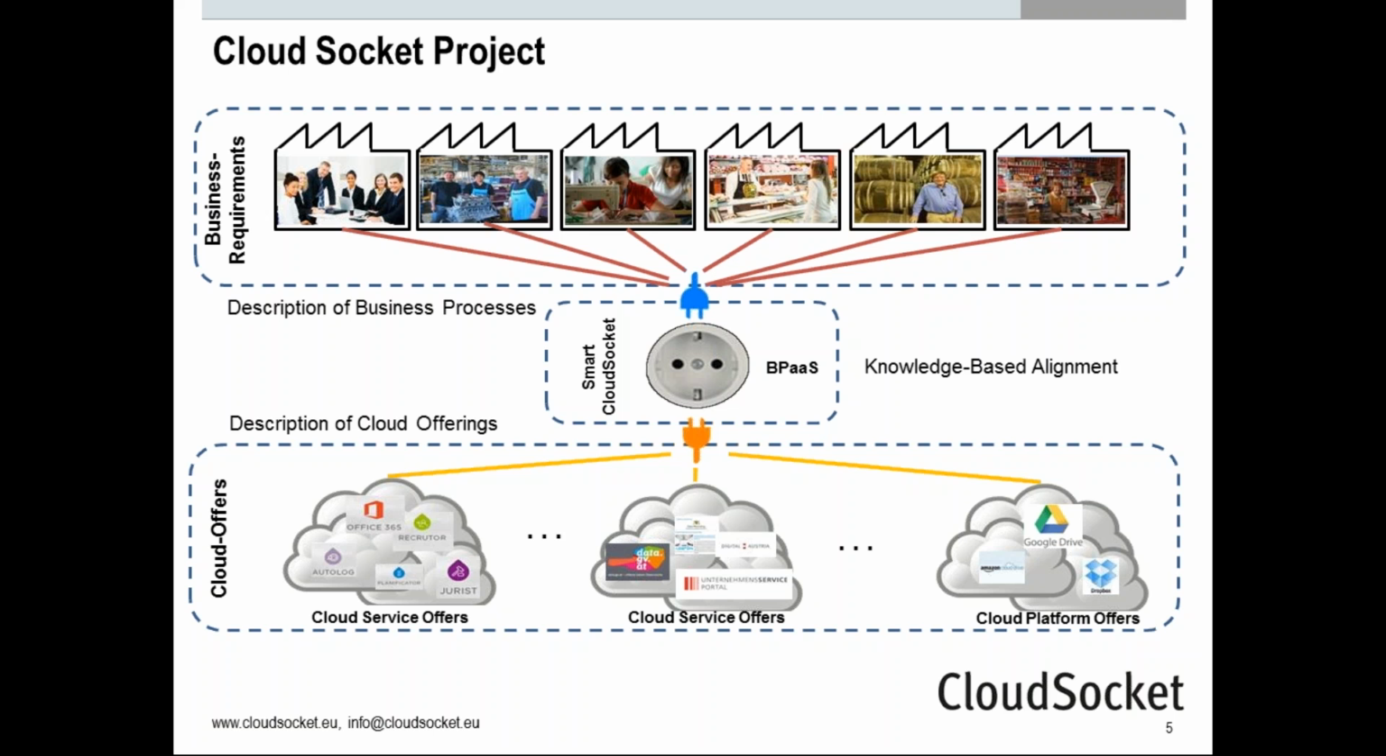To do this alignment, we have to define the requirements. This shall be done by describing the business processes, which is the process flow, but also the context of the business processes. And we need a description of the cloud offerings, so the description of the specification of the services that we can use.